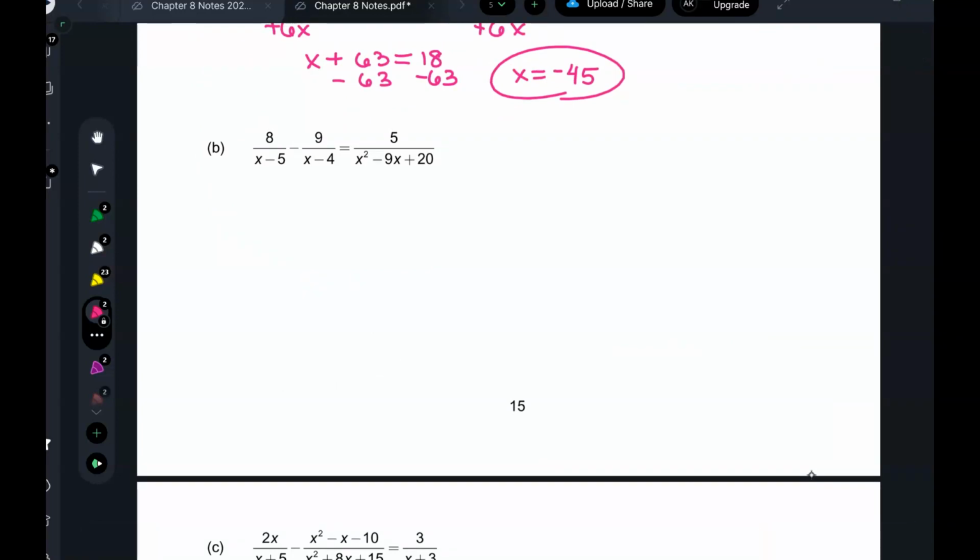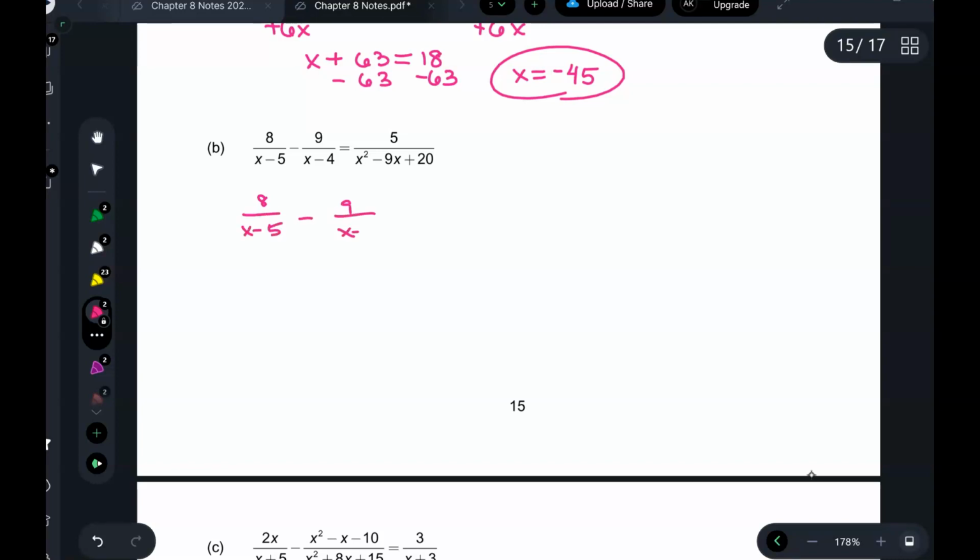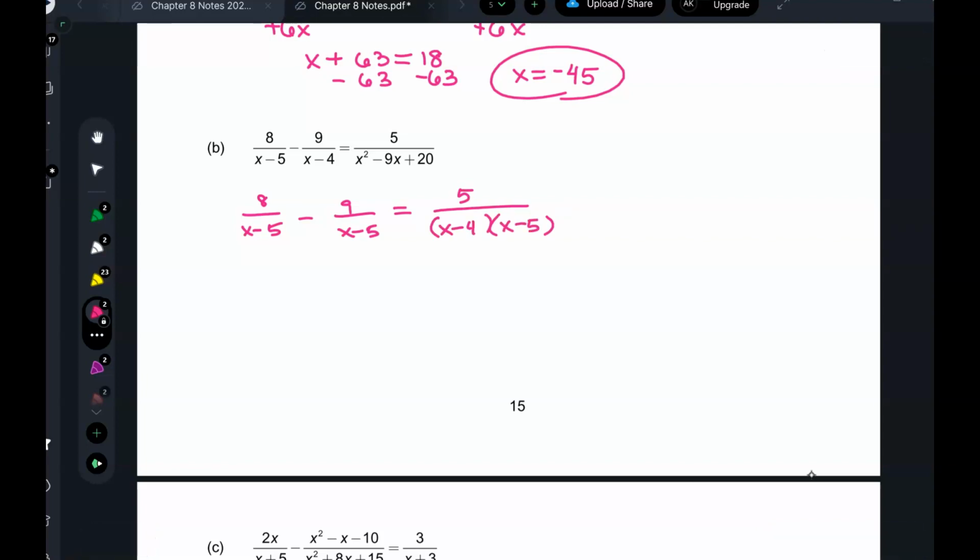What do I have here? I have, in the denominator on the right side, that factors into x minus 4, x minus 5. Okay, so what is my least common denominator? x minus 4, x minus 5.